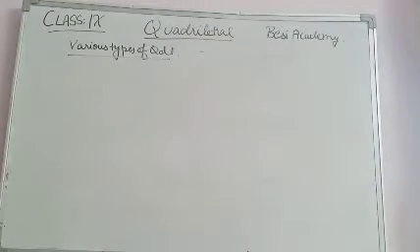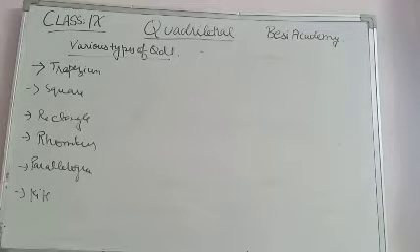Now, our second topic in this quadrilateral chapter is various types of quadrilateral. There are various types like rhombus, trapezium, parallelogram, square, rectangle, etc. We need to know all the properties of all the types of quadrilateral. So: trapezium, square, rectangle, rhombus, parallelogram, and the last one is the kite. We need to know all six shapes' properties line by line. So let's discuss this. The various types of quadrilaterals are the trapezium, parallelogram, rhombus, rectangle, square, and kite.